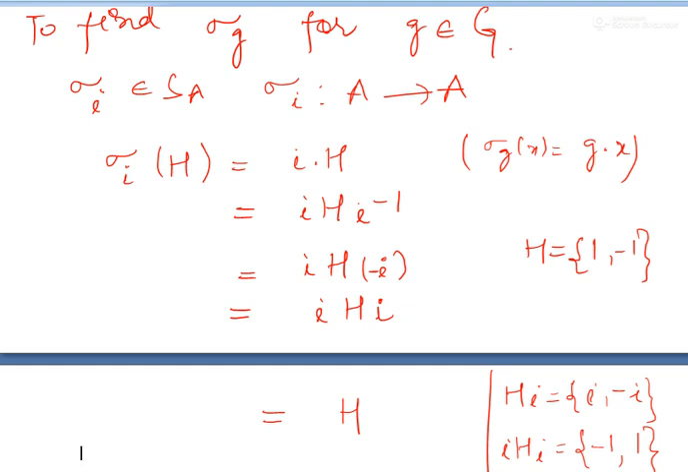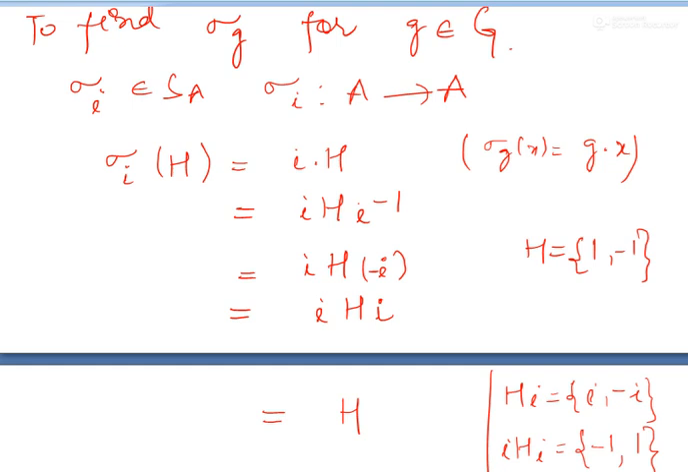Sigma I actually belongs to S_A. That means it's a map from A to A, a permutation from A to A. So sigma I of H will be I dot H, from the definition of sigma G of X, which is G dot X. So we are applying that definition only. By the definition of group action, it will be IHI inverse. I inverse is minus I, and I times minus I is equal to 1, the identity element. So I H minus I, and minus 1 belongs to H. So H times minus 1 will be H.